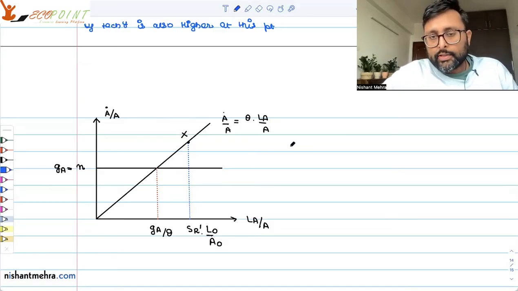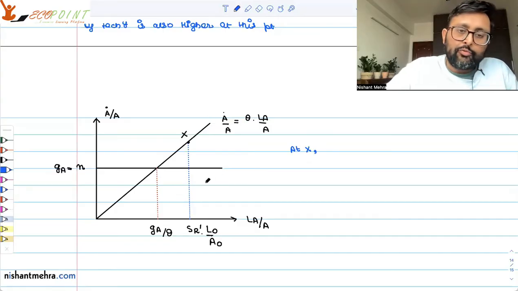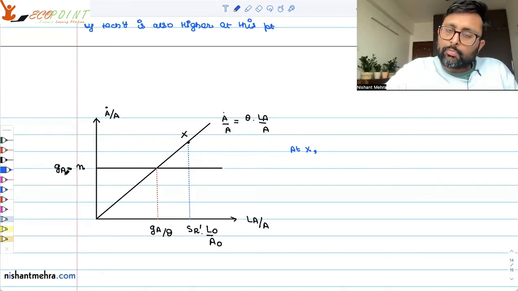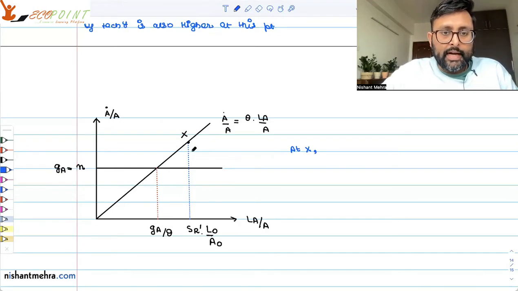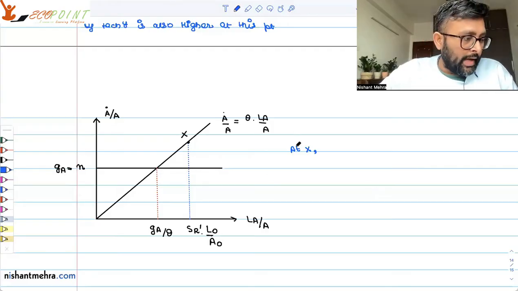Now, at X, what is happening? At X, you can see the growth rate of technology is more than the growth rate of population. In the balanced growth path, the growth rate of technology and the growth rate of population is same. But at X, growth rate of technology A dot by A is more than the growth rate of population N. That is exogenously given.